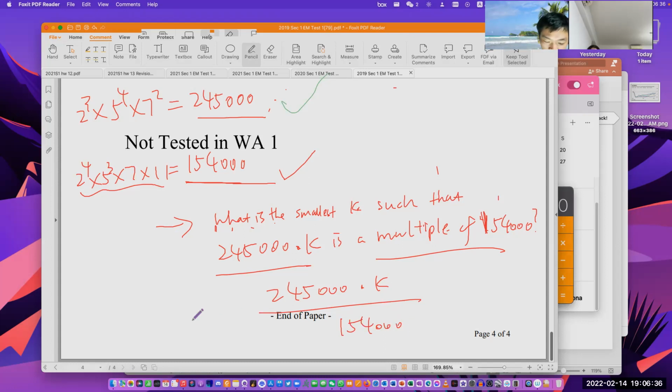So when you put it into this format, your 245000 you replace with 2 to the power of 3, 5 to the power of 4, 7 to the power of 2 times a k. And then you get your 154000 into the prime factorization as well.